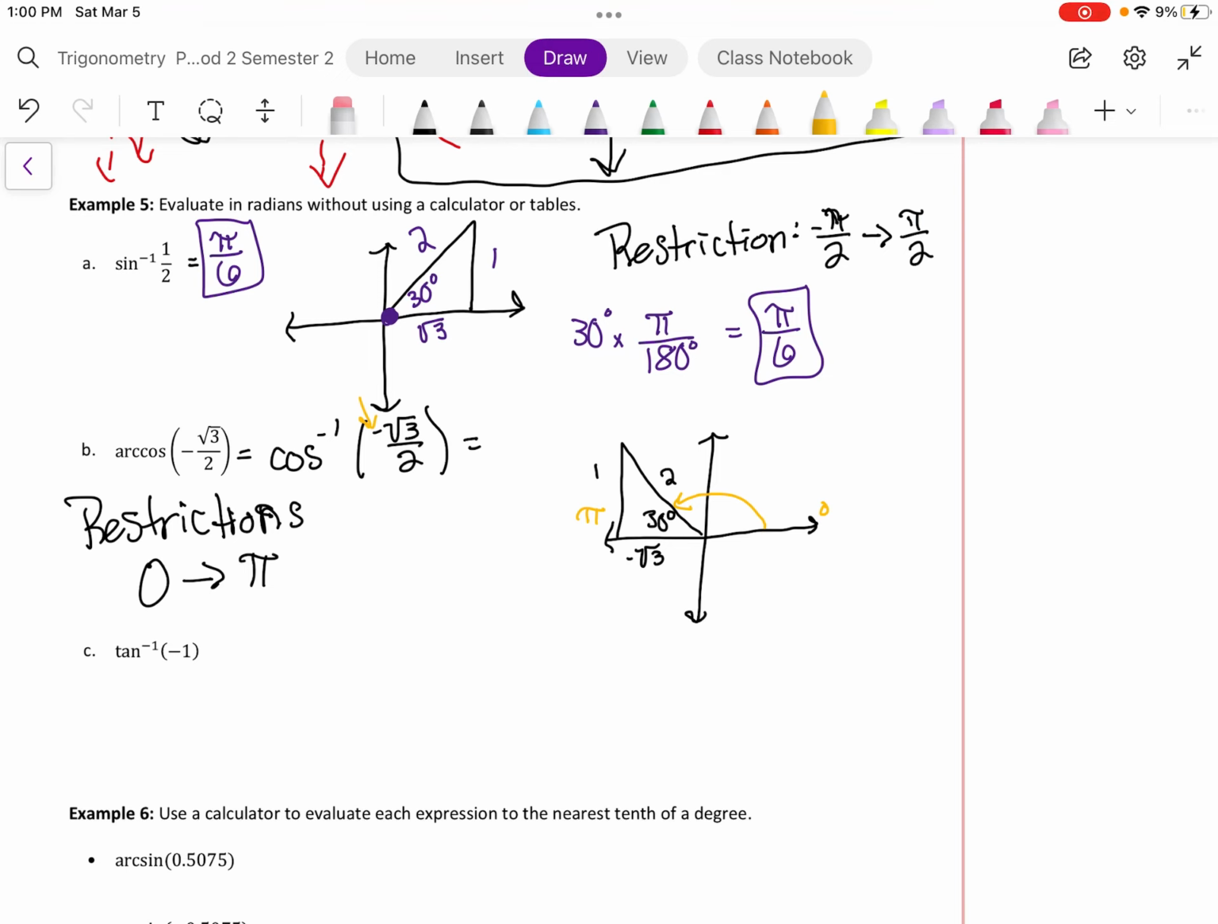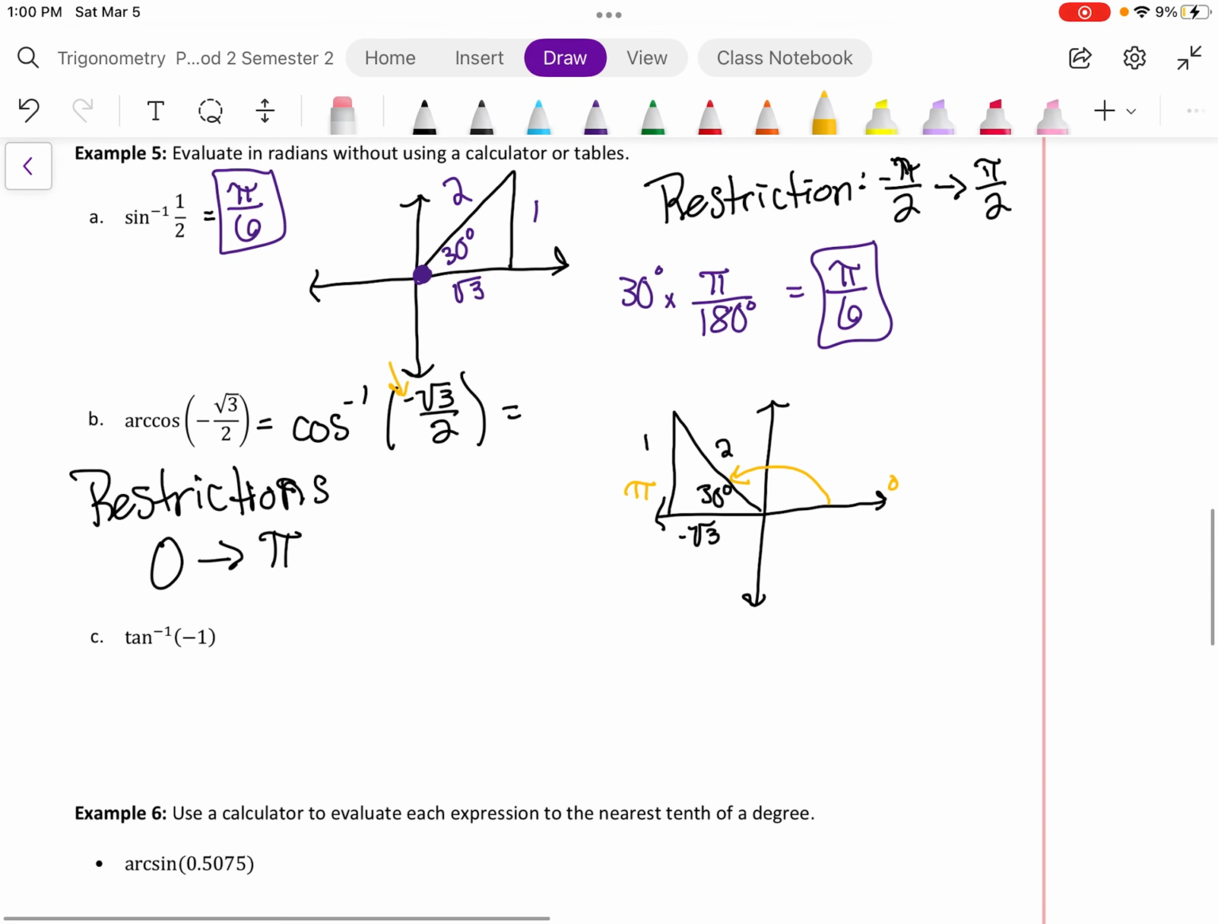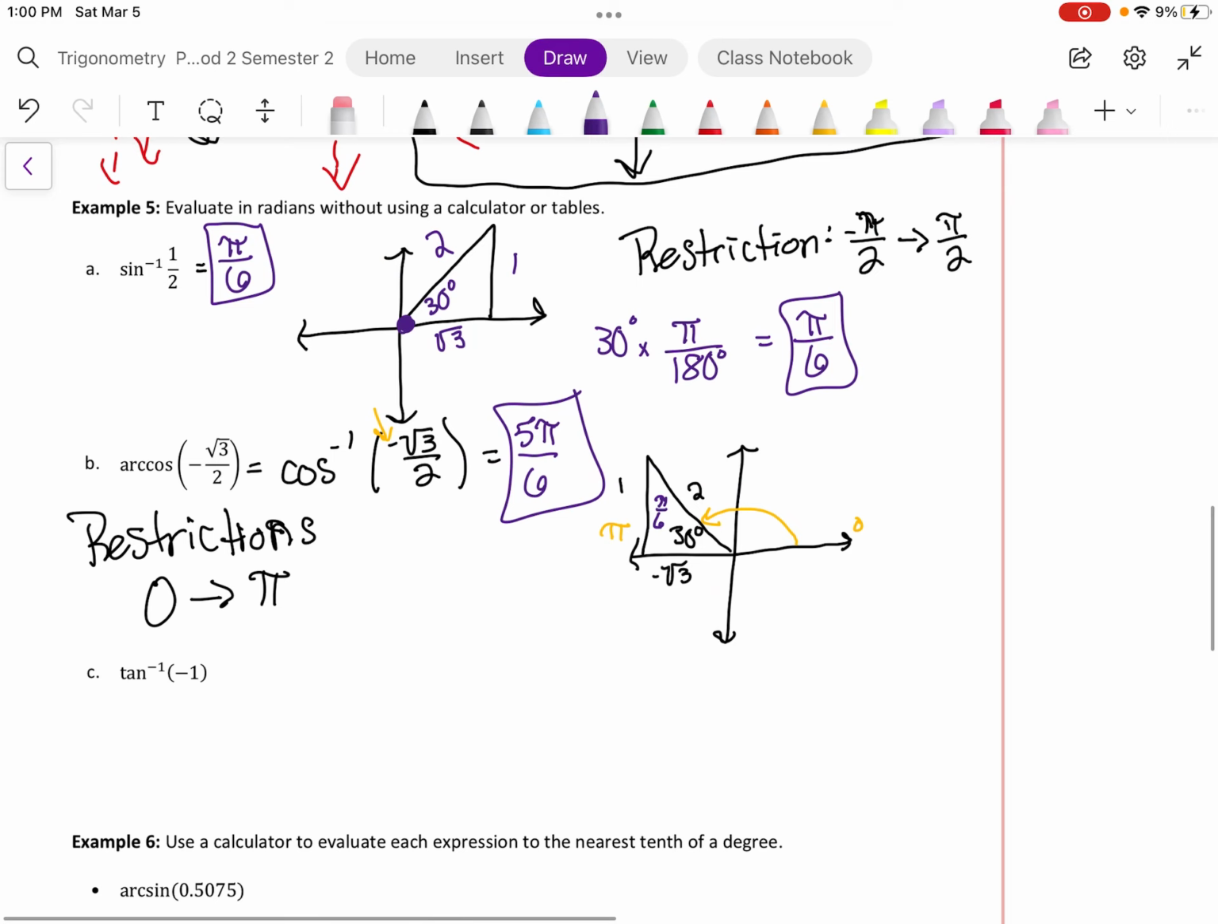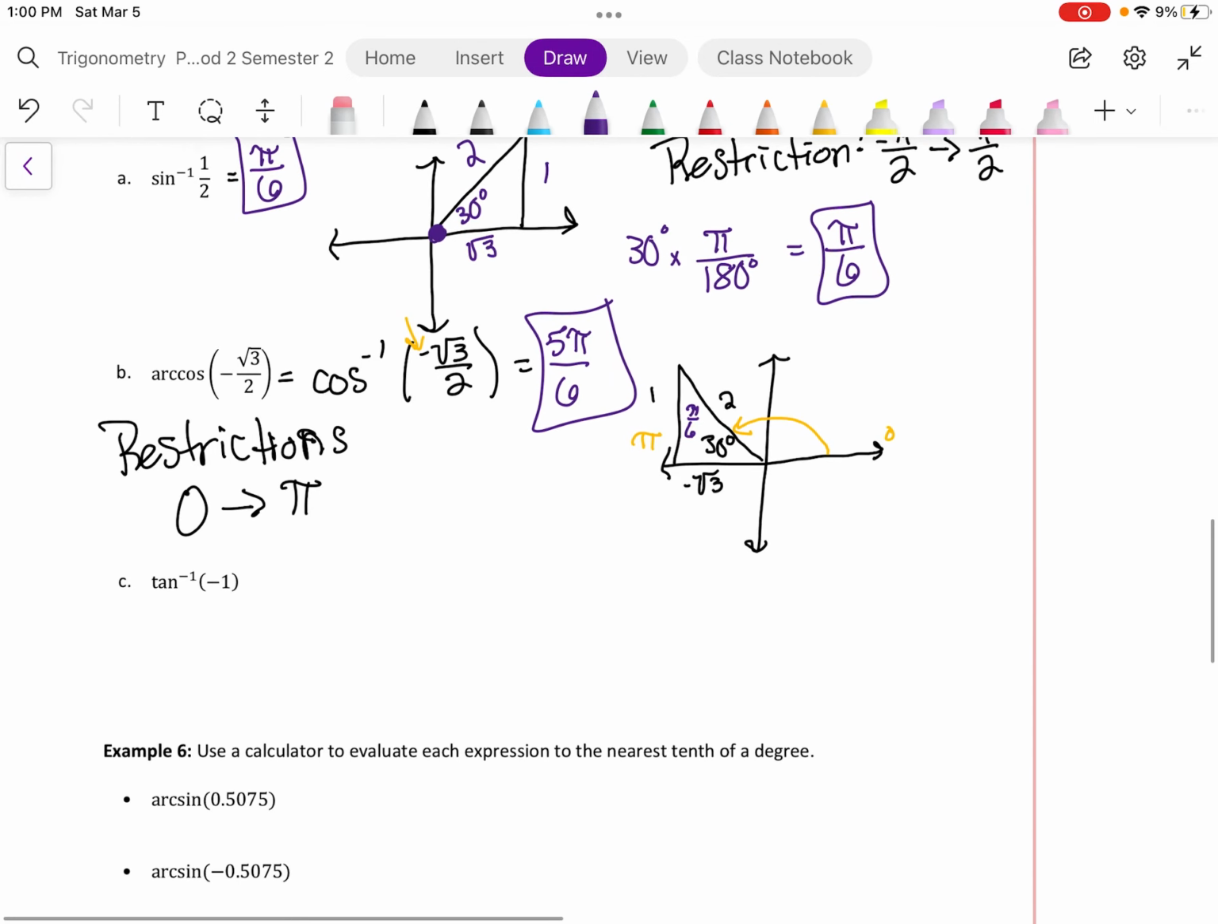So our answer for this, because we already know 30 degrees is pi over 6 from our last example, we need to figure out what pi minus pi over 6 equals, which would just be 5 pi over 6. And that would be our answer. So for these, we're really just looking for the original angle that we would be evaluating.